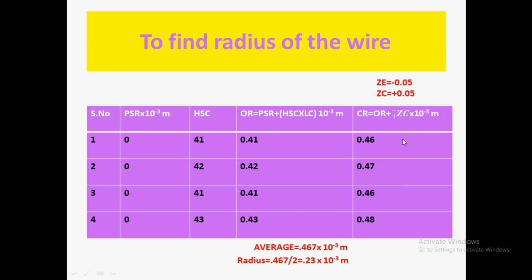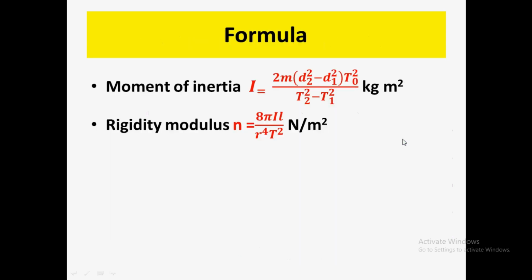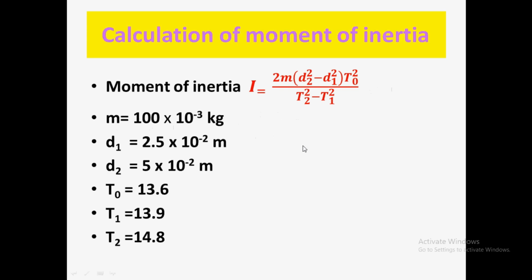So in two tabular columns we filled all the readings. This is the formula to find out the moment of inertia: 2m (d2 square minus d1 square) t0 square divided by (t2 square minus t1 square). So substituting all these terms we get I. This is the formula for rigidity modulus. First we will calculate the moment of inertia.